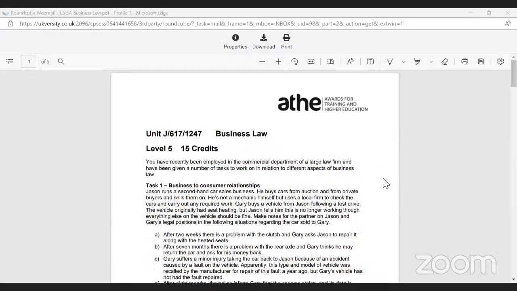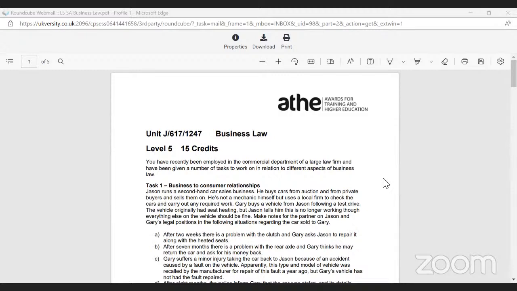And find the assignment. I think this is it. Okay, so we're looking at the assignment, and it's a business law level 5, 15 credits assignment. And we're looking at, you've recently been employed. So these are the different tasks that you have to undertake, okay? If you want to get higher grades, you'd have to do extra. So we'll go through each one so you have a better understanding of what you need to do, okay?